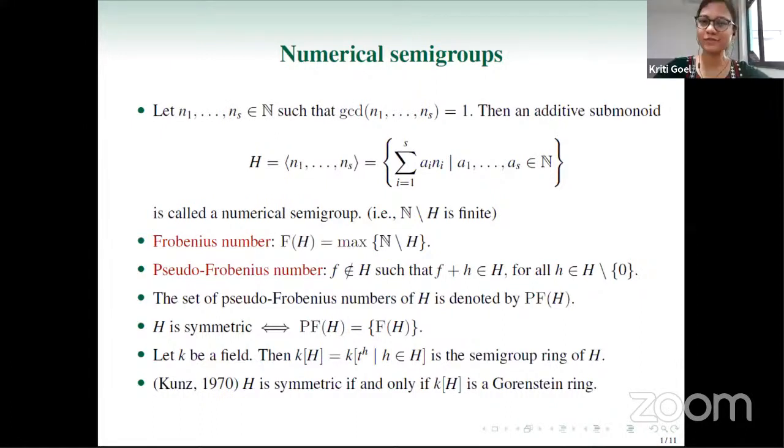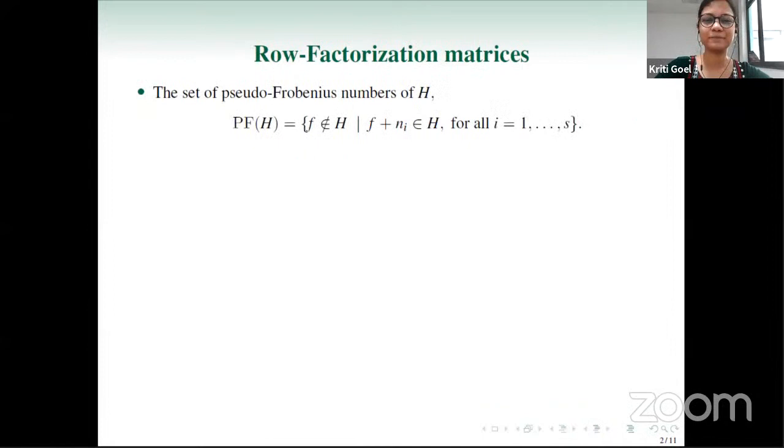So indeed, pseudo-Frobenius numbers in the background do play a role in characterizing certain properties of the numerical semigroups. So let's dig deeper into them. The other equivalent way of defining pseudo-Frobenius numbers is the following. Of course, we pick these elements from the gap set, but equivalently, one can define them in the following way.